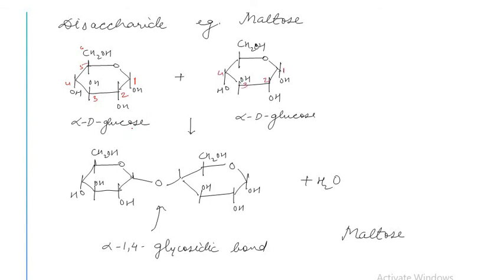Now when two molecules of alpha D glucose combine at the first and fourth position, a bond called alpha 1,4 glycosidic bond will form. Here one water molecule will be removed and it will form the alpha 1,4 glycosidic bond. This water molecule is removed and this structure is of maltose. That maltose is made up of two glucose units.